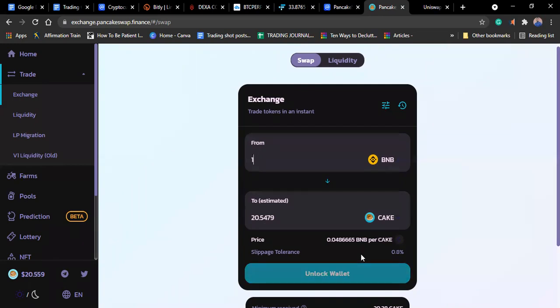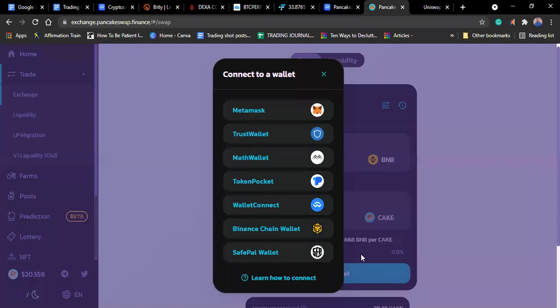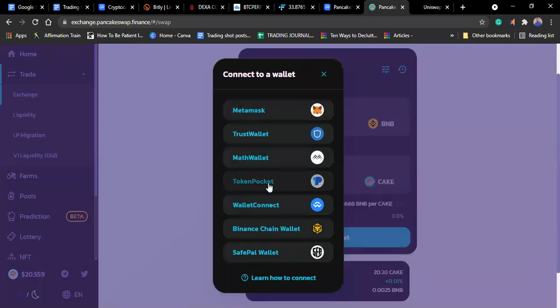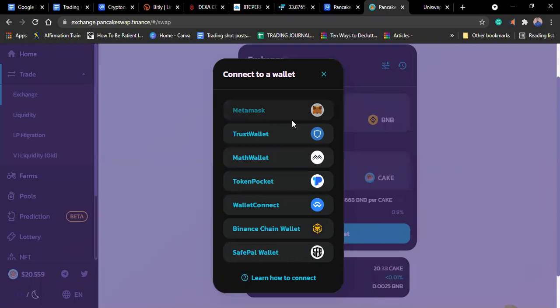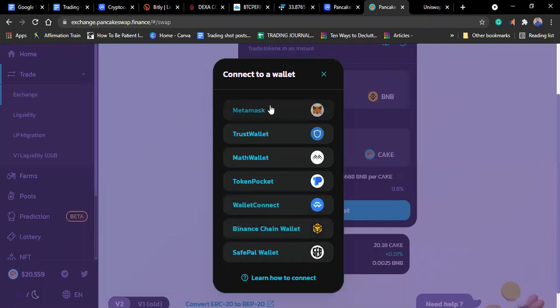Then it asks me to unlock wallet. I click on unlock. So I choose the wallet that I have. You can use MetaMask, Trust Wallet, Math Wallet, Token Pocket, all these wallets that you have here, you can use them. Or the most popular ones are the MetaMask and Trust Wallet. Most people that do it from their laptop use MetaMask. Trust Wallet, you do that on your phone. So let's click on MetaMask.